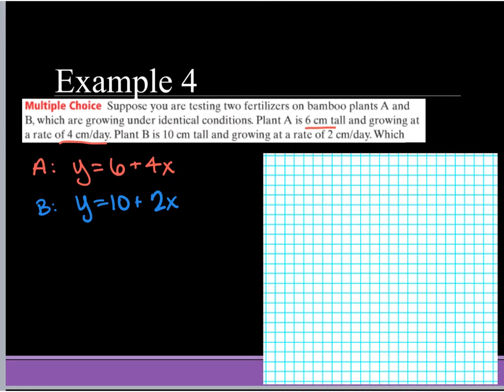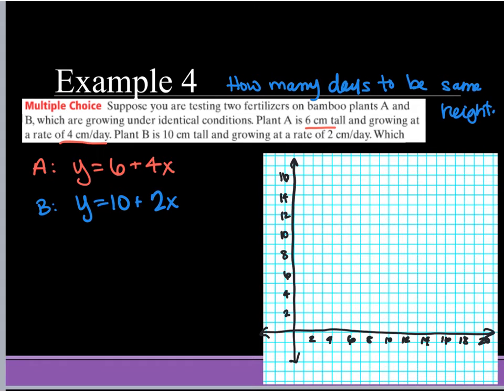What we want to do is find out when the plants are the exact same height, and how many days it will take. So we want to know how many days it will take to be the same height. So we're going to start out by graphing. I'm going to begin by graphing my 2 equations.